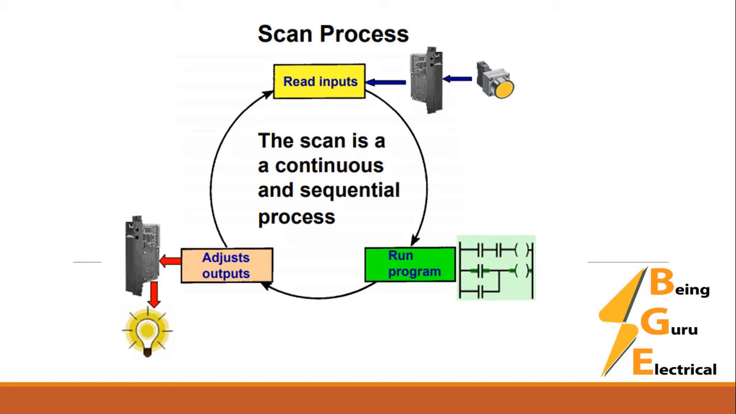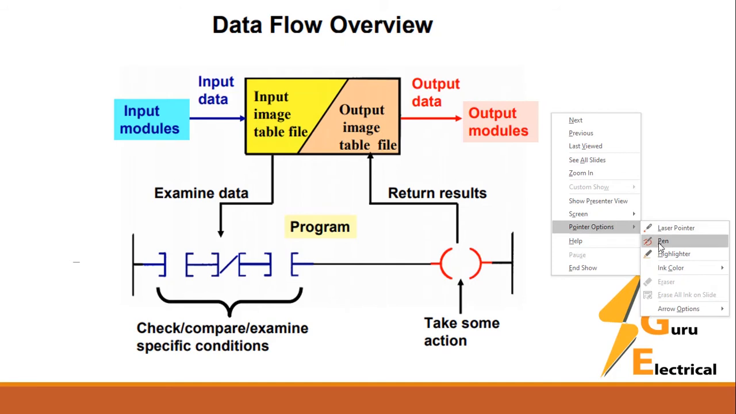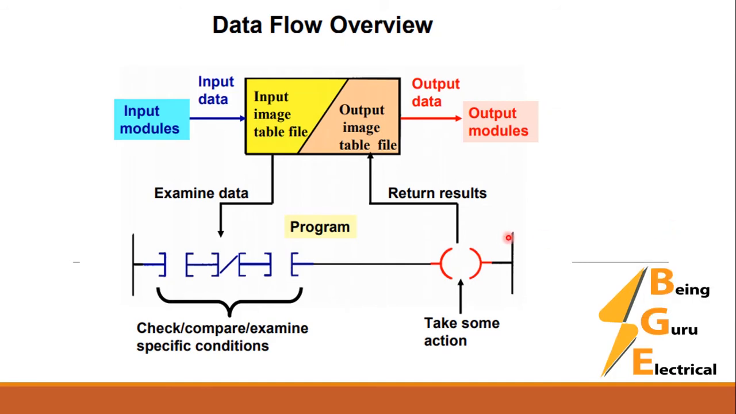Next we have data flow overview. Let me open the pointer. Okay, this is our memory, input image table and output image table. So our input module is connected to this input image table. What our input module is getting from the outside through switches and the sensor, it is coming and saving in this input image data table.